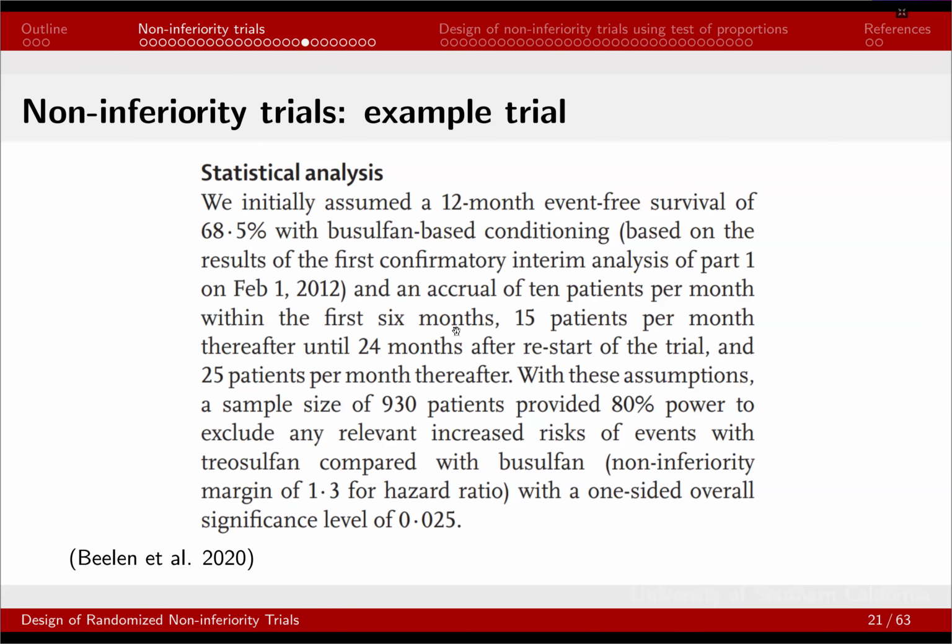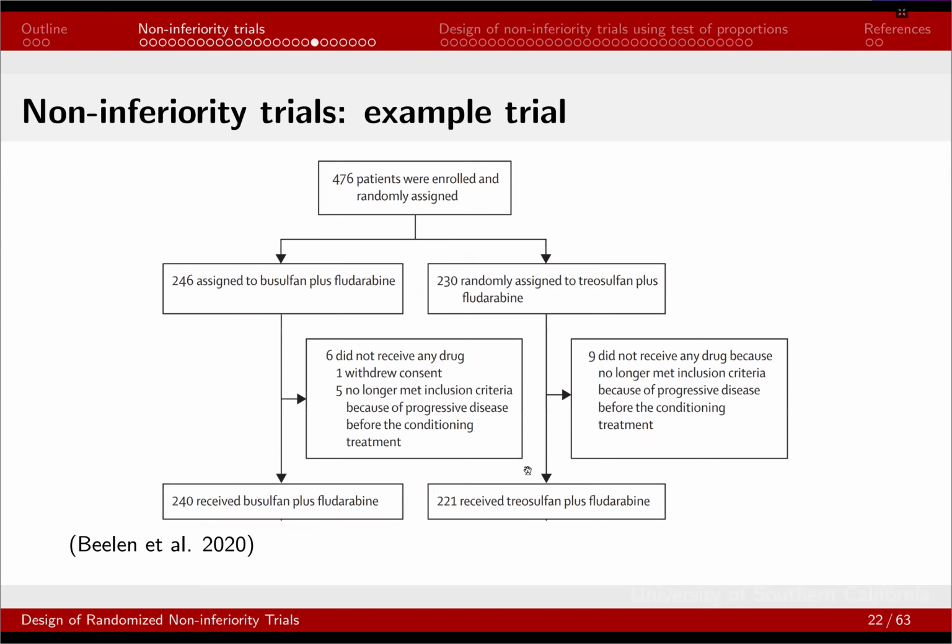In the statistical analysis, they described their assumption regarding the EFS rates assumed for the standard care treatment, and also their assumption regarding accrual rate. Also, they specified their non-inferiority margin of 1.3 in hazard ratio. With those assumptions, they calculated a sample size of 930 patients that will provide 80% power to exclude any relevant increased risks of events with treosulfan compared to the standard care busulfan.